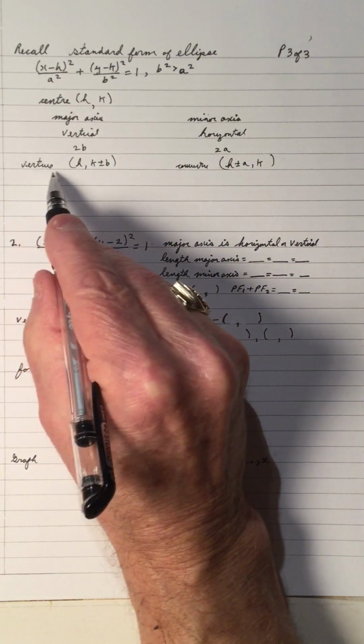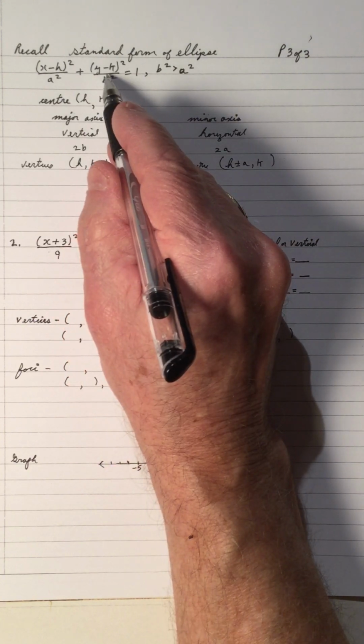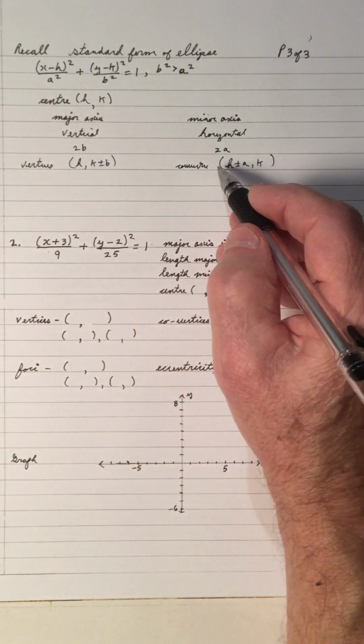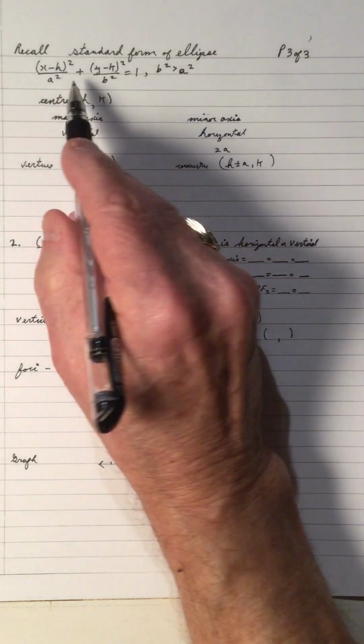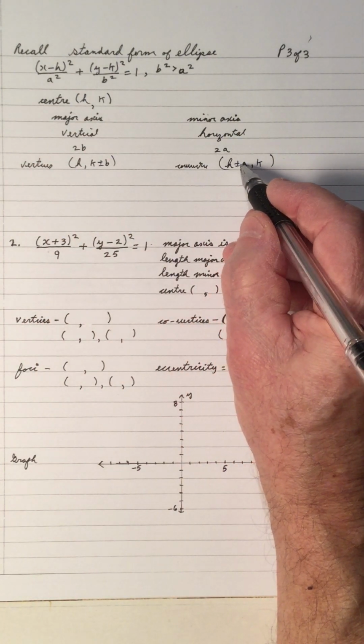Because the major is vertical, then y is the vertical, so the b is added to the y value to make it go up and down. The co-vertices are on the minor, which is horizontal, so the a is added to the h, which is the x.